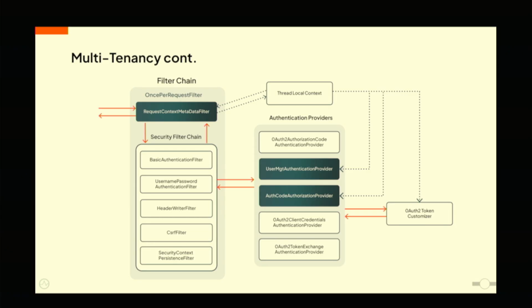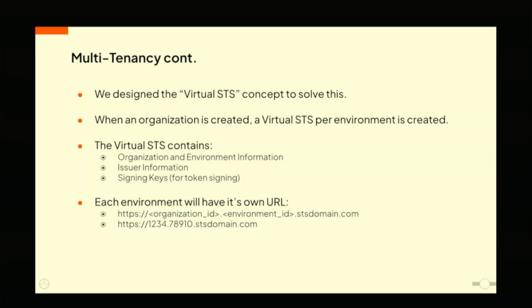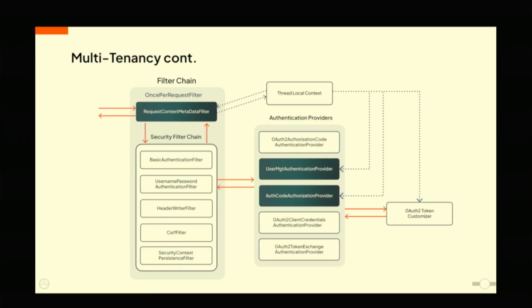So this is the default filter chain in Spring Boot. Before the request comes into Spring, we wrote a custom filter. We call it the request context metadata filter. If you remember the URL from the previous slide, it has the organization ID and the environment ID, right? So in this filter, we extract that organization and environment ID, and we put them into a thread local context. Then we let the request pass through. At the end, when the token is being issued, we need to sign that token with that virtual STS's signing keys. At this point, we again talk to the thread local context, get the organization ID and the environment ID, look up the Redis database, fetch the keys, sign the token, and then return it. So this is how we achieved multi-tenancy in our STS.